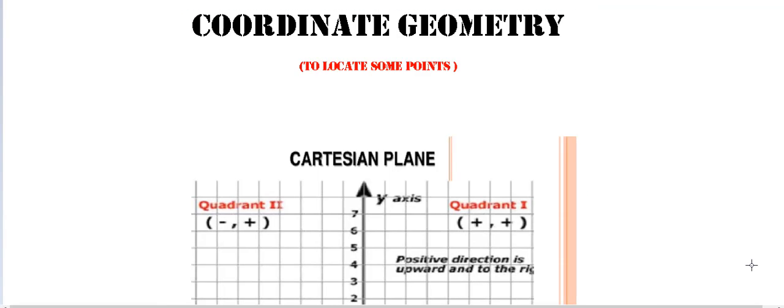In this video, we are going to learn about coordinate geometry. We have studied earlier what is geometry. Geometry is basically a different sector of maths in which we use to plot some points or to give location or to construct something. So coordinate geometry is basically used to locate some points on a plane.